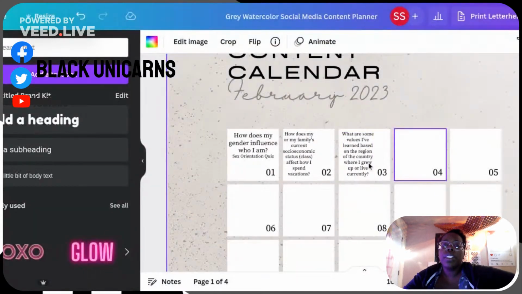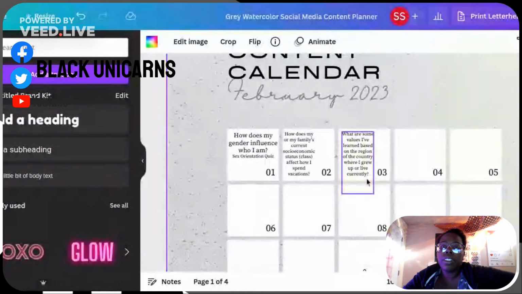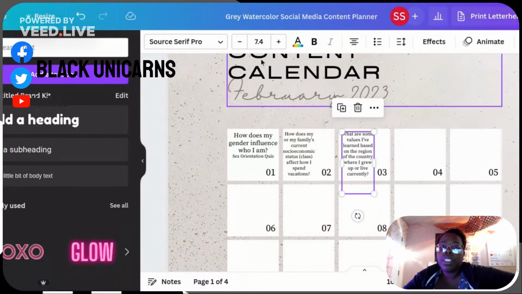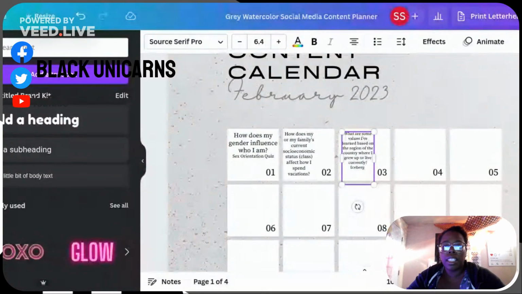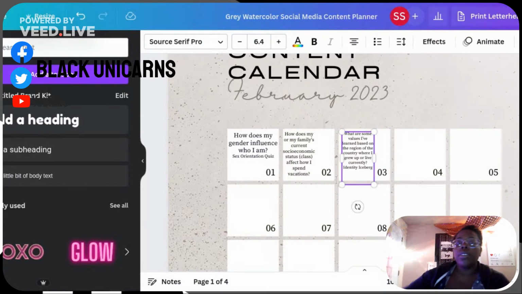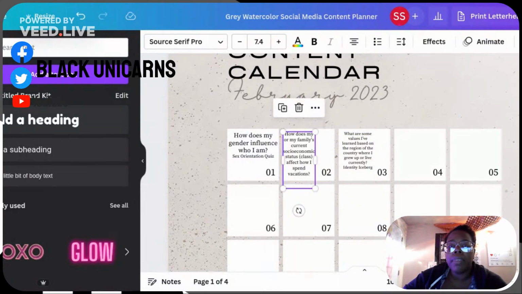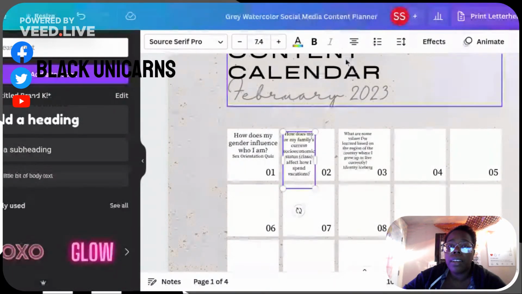When I get done, I'm going to download it and put it into my Google Drive. So, what are some values I've learned based on the region or the country where I grew up or live? If I look at this question, then this question will lead me to the iceberg. You see, identity iceberg. It doesn't have to all be like, how does my family's current socioeconomic status affect how I spend vacations? This is something where I can talk about.